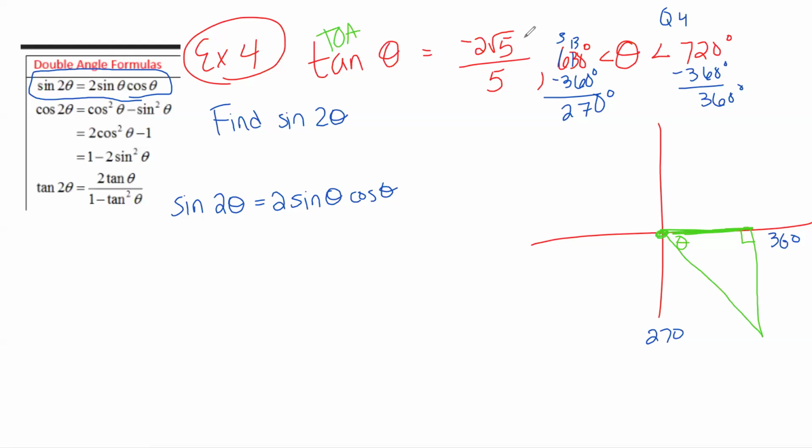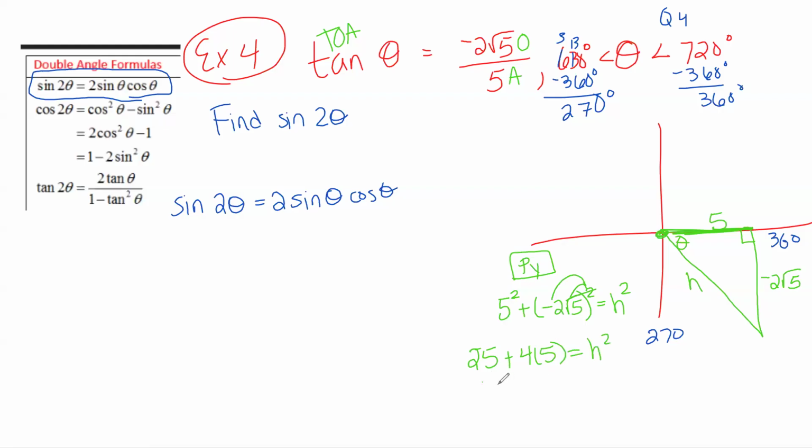Tan is TOA. So this is opposite and this is adjacent. So from the theta, opposite is negative 2 root 5. Adjacent is 5. We're missing the hypotenuse. Pythagorean theorem. Flat squared plus flat squared equals hypotenuse squared. So that's 25 plus negative 2 squared is 4. Root 5 squared, that knocks off, and that's just 5. So that's 25 plus 20. 45 is h squared. Take the root, take the root. It's not a perfect root, but see if we can get a root out of it.